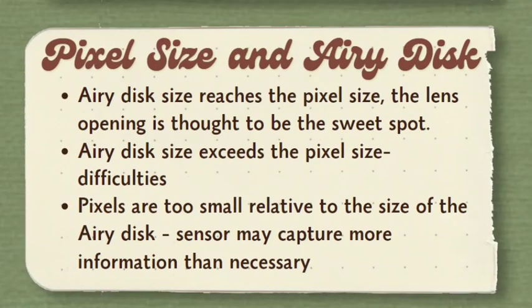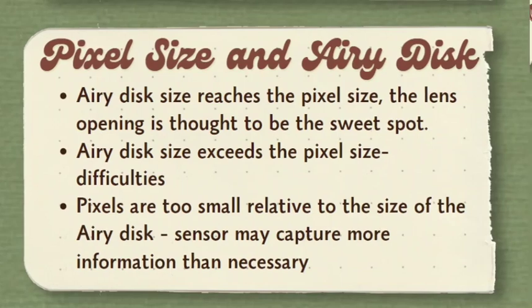Moving on to the effects of pixel cells on the size of the airy disc. When the airy disc size reaches the pixel size, the lens opening can be considered as the sweet spot. If the airy disc size is larger than the pixel size, it can lead to difficulties in achieving the full resolution capacities of the sensor with usable contrast. When pixels are too small relative to the size of the airy disc, more information can be captured by the sensor than necessary, which will lead to oversampling.